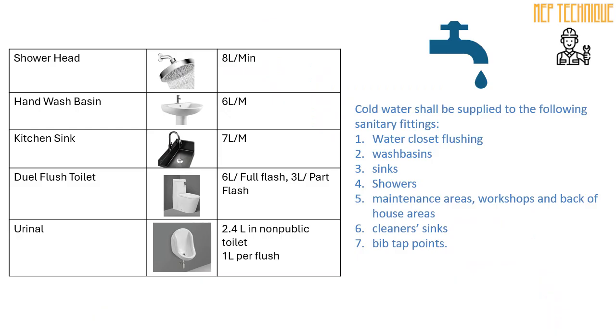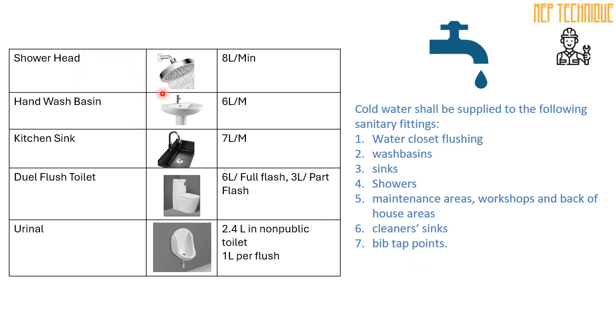water consumption. So there are five things I have mentioned here. You can see one is shower head, hand wash basin, kitchen sink, dual flush toilet and urinal. And cold water shall be supplied to the following sanitary fixtures like water closet flushing, wash basin, sink, shower, maintenance areas such as workshop, cleaner sink and bib tap points.